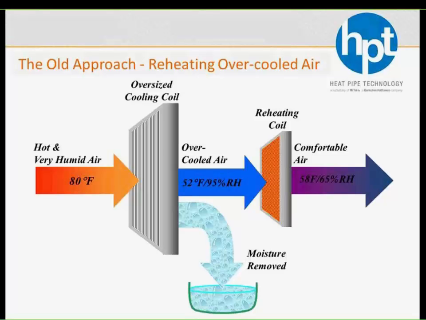Now, if you think about the brute force or old school approach of overcooling and reheating, you think about 80-degree air entering an oversized cooling coil. You need to dehumidify that air as much as possible, so you're dropping that temperature down to 52 degrees, 95%, pulling down as much moisture as possible out of that air, so you're oversizing your cooling coil. Downstream, you have some sort of heating coil or reheat coil, electric heat, hot water, natural gas, to heat that 52-degree air up to 58 degrees, 65% RH, which ASHRAE 62.1 requires.